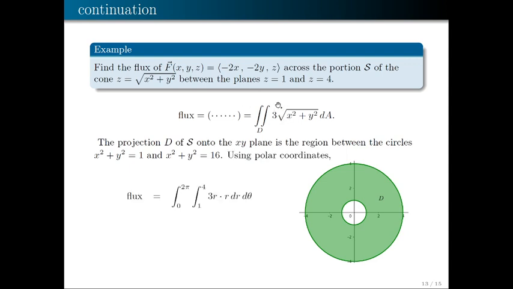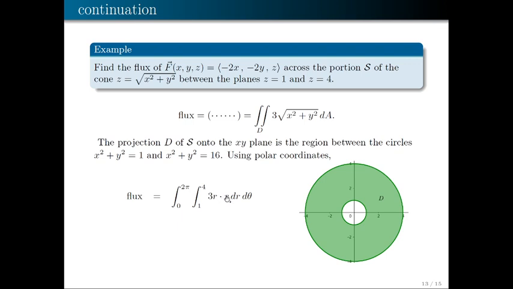So 3, then the square root of x squared plus y squared is replaced by r. Of course, dA, as we know, will be replaced by r dr d theta. Then looking at this region D here, r would run from 1 until 4. And since we have one complete revolution, theta would run from 0 until 2 pi. So this one you could easily integrate.